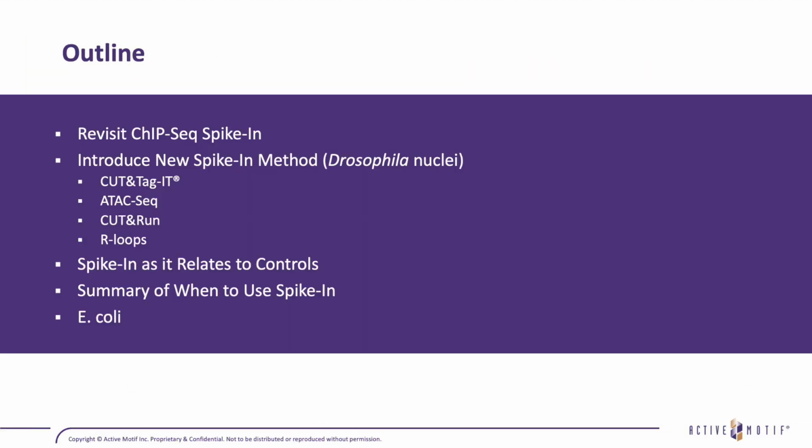In today's webinar, we're going to review our old spike-in normalization method for ChIP-Seq, and then spend some time on spike-in methods for 4 more recent assays. Those are CUT&Tag, ATAC-Seq, CUT&RUN, and a CUT&Tag based method for R-loop detection. We'll then talk about the need for spike-in when using negative controls and other experimental settings where spike-in is needed.